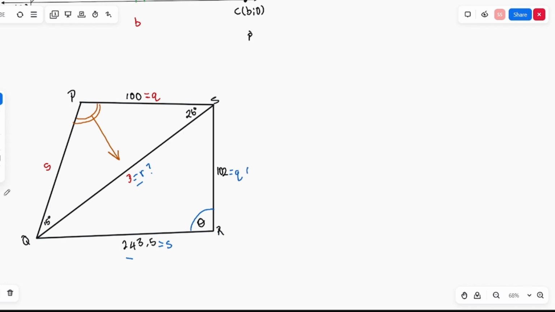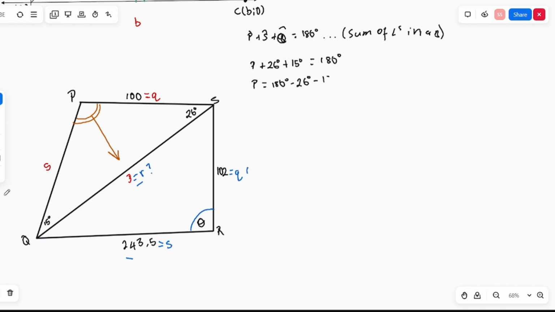We are going to say angle P plus angle S plus angle Q, actually our capital letter Q, is going to be equal to 180. If they want the reason, you are going to say sum of angles in a triangle, so that's how you make sure that we get all the marks. So P, that's what we are looking for. Our angle S is 26 degrees. Our angle Q is clearly 15 degrees, equal to 180. If we transpose, we have P is equal to 180 minus 26 minus 15, and then our final answer is going to be 139.